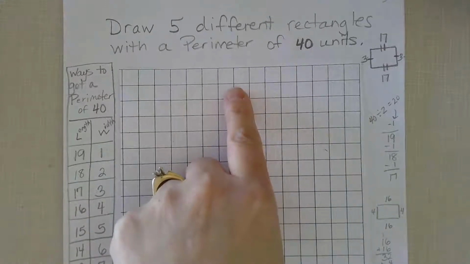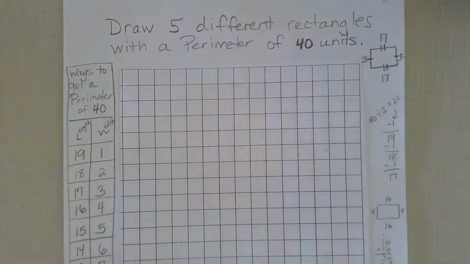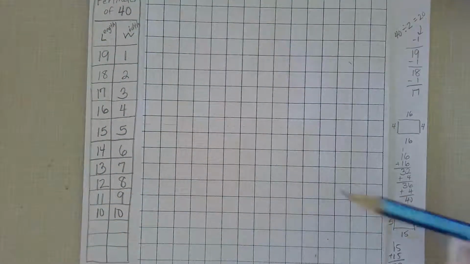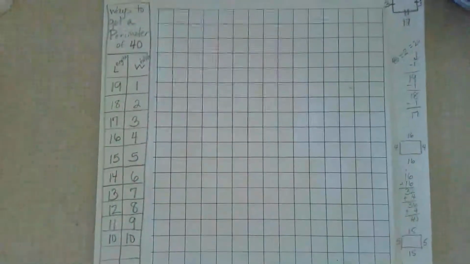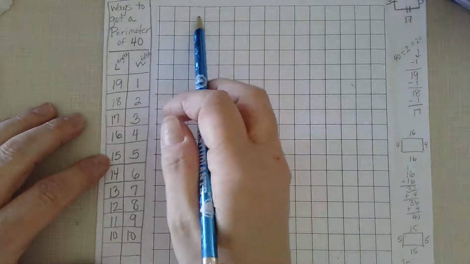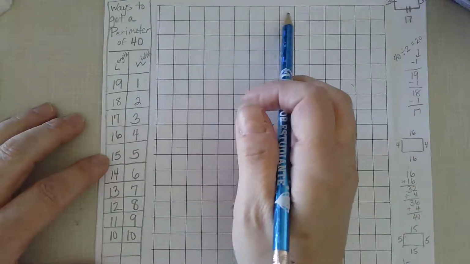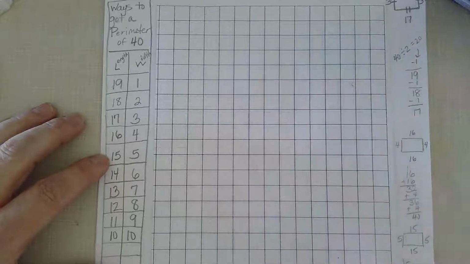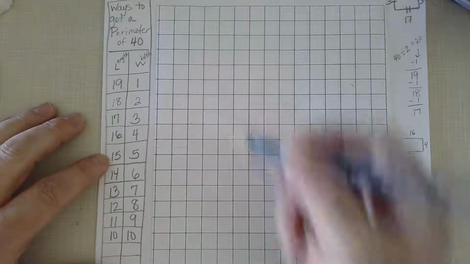So if I were to actually draw these 5 different rectangles, I can pick any of these that I want. Okay, I have to draw 5 rectangles to represent that, and I can pick whatever 5 I want. So I'm going to start with, let's see here, I've got 1, 2, 3, 4, 5, 6, 7, 8, 9, 10, 11, 12, 13, 14, 15. I'm going to do 15 and 5 right there.